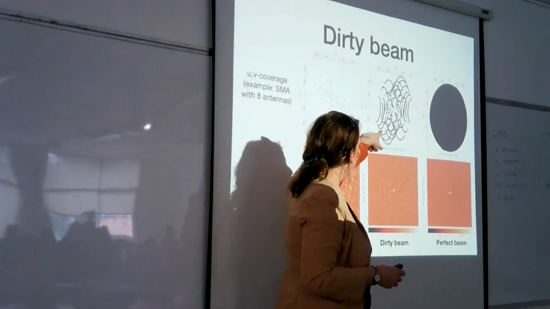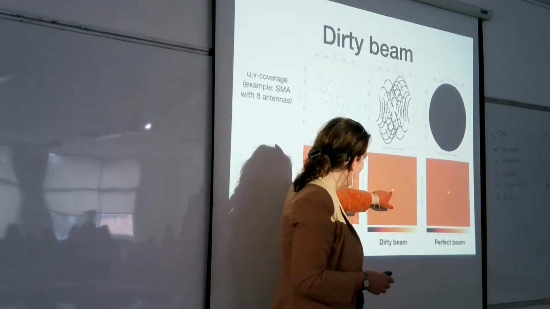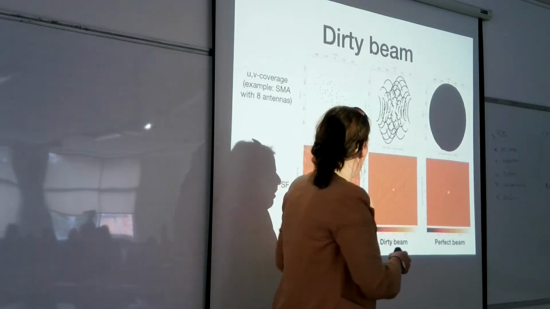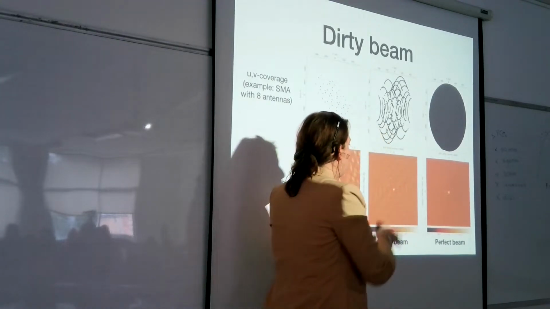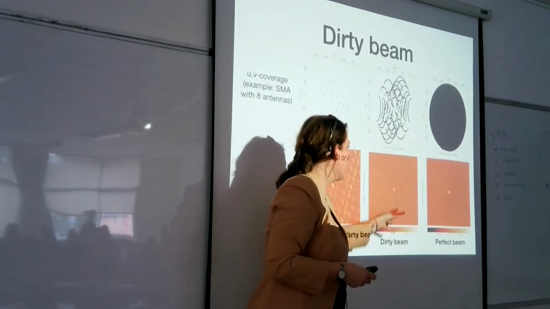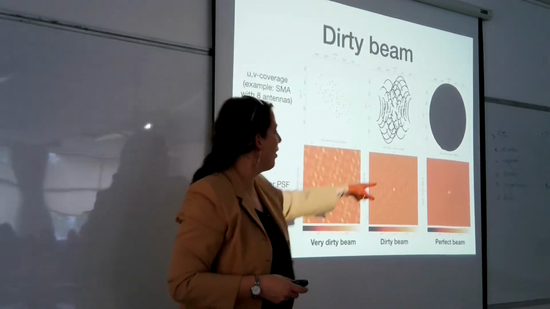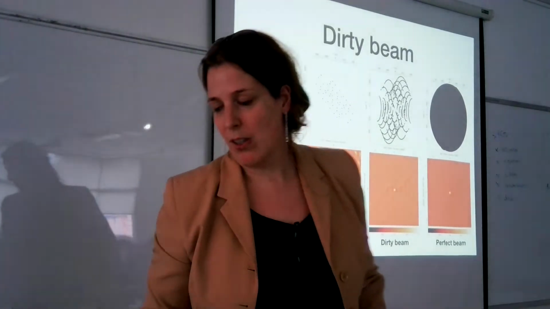If we start to fill the UV plane, things get better. We definitely have a bright Gaussian in the center, but we also see that there are all these sort of side lobes, so whatever image you're going to make, you may see these artifacts throughout the image. Only if we have a perfect uniform coverage, we can get to a perfect beam without any side lobes.